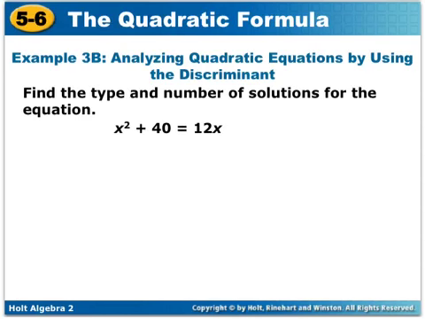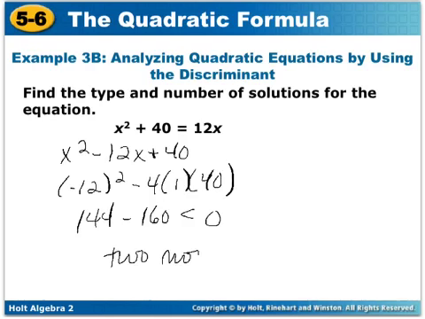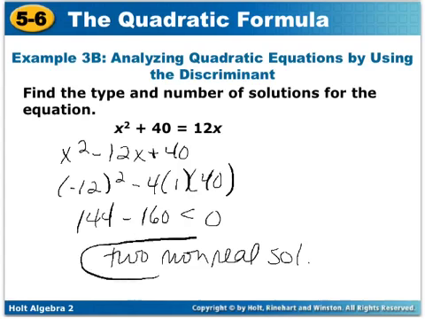Okay, let's try this one. Standard form. And I get b squared minus 4 times a times c. Again, that's 144 minus 4 times a times c is 160. That's going to be less than 0. You're going to get a negative answer. So we have 2 non-real solutions. That's your answer. We're just looking at the discriminant.